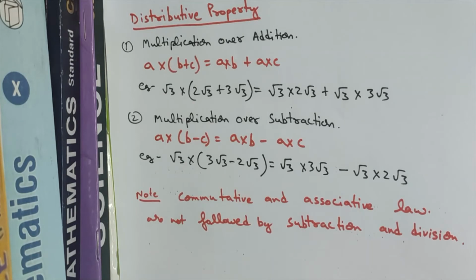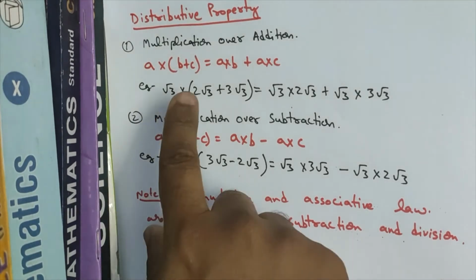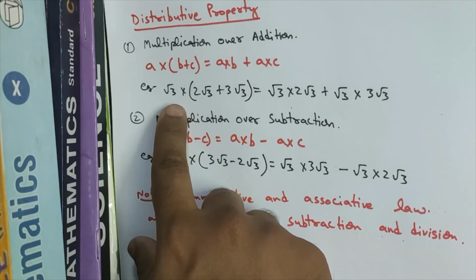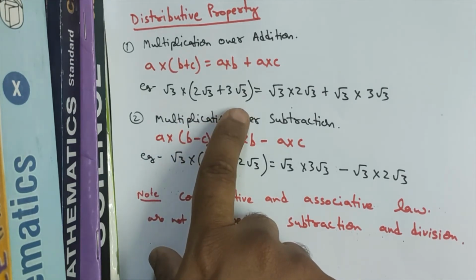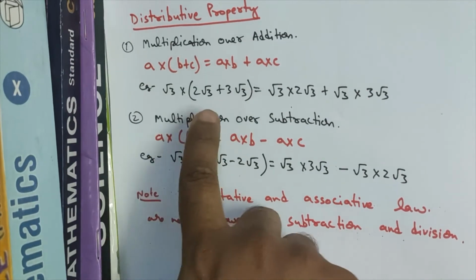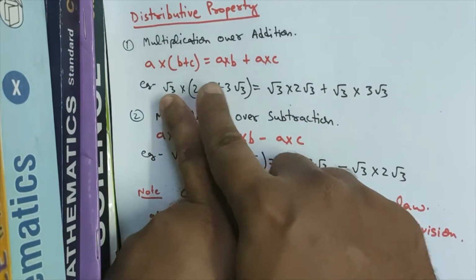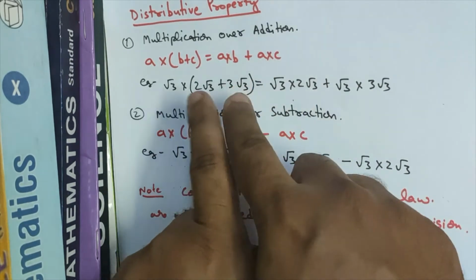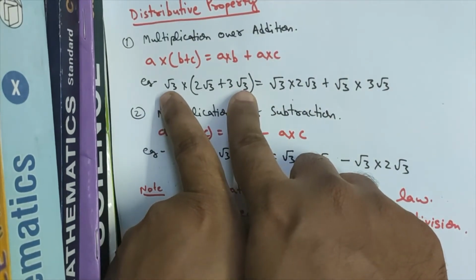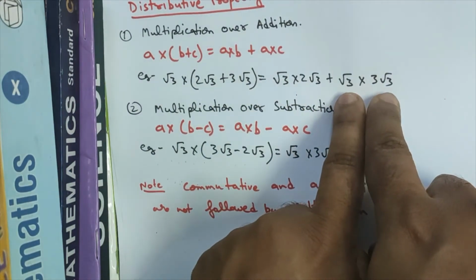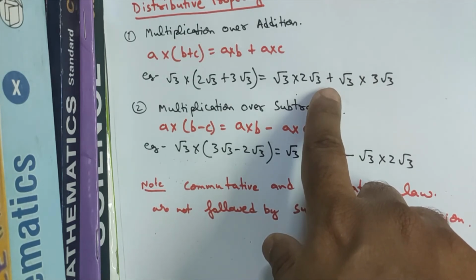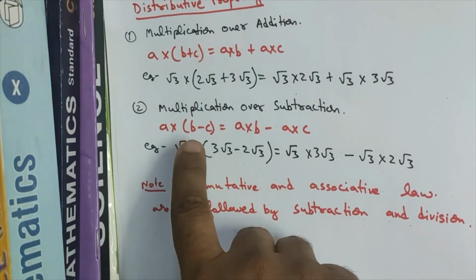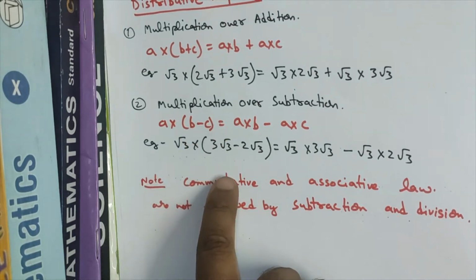Now the distributive property. So the distributive property of multiplication over addition. If we are multiplying root 3 with the sum of 2 root 3 plus 3 root 3, first we will multiply root 3 with 2 root 3, that is root 3 into 2 root 3, and we take out the product of root 3 and 3 root 3, that is root 3 into 3 root 3, and since we are having a plus sign, we will put a plus sign in between the two products.